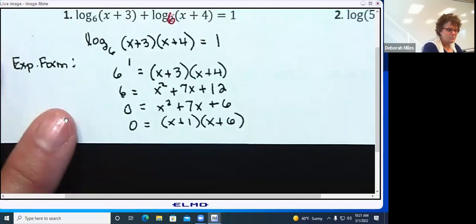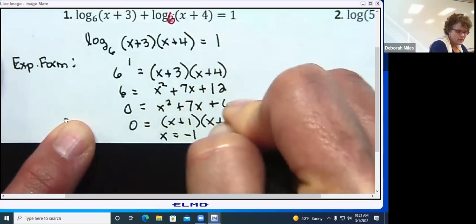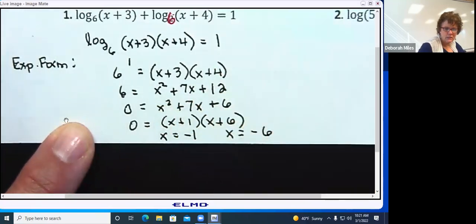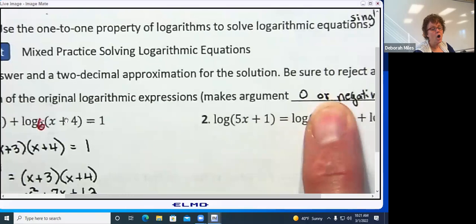I would get as my two possible solutions, -1 and -6. Do I mark both of them out and say, oh, the answer to a log equation cannot be negative? That's not what I should be saying. It's not true that the answer cannot be negative. The answer cannot make the argument negative.